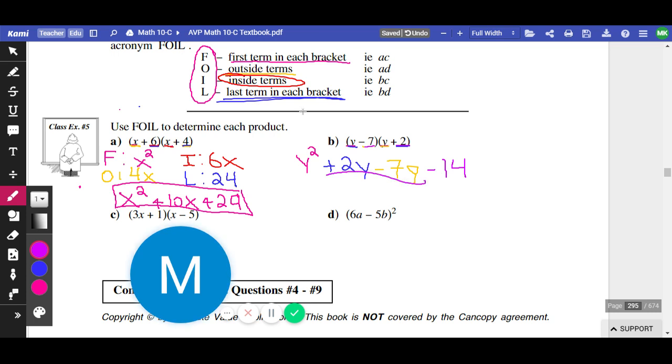You should end up with like terms somewhere. You have 2y minus 7y. Those combine to become negative 5y. Everything else stays the same: y squared, negative 5y, minus 14. I made that a little messy, I'm sorry. Those are y's.